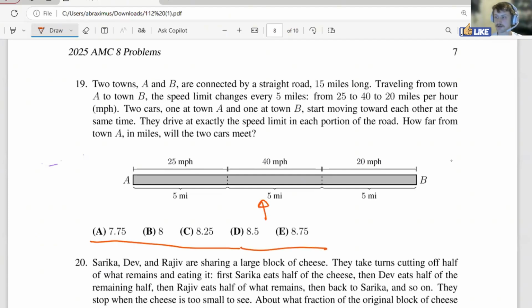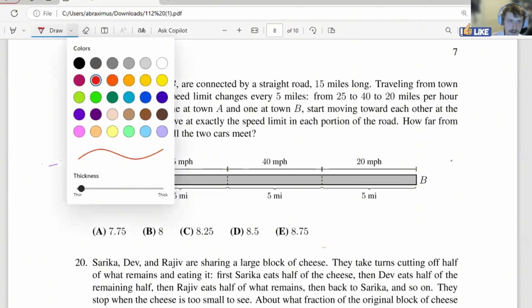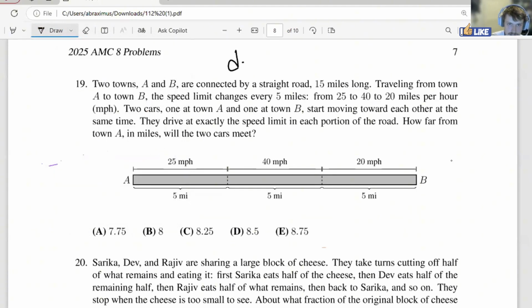Just by looking at the answers, we know it's got to be in there somewhere. So that is going to allow us to make some simplifying assumptions in a couple of minutes. But one tool that we need for this problem is what I call the dirt equation. D equals RT, the dirt equation.